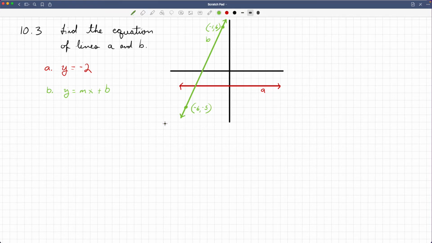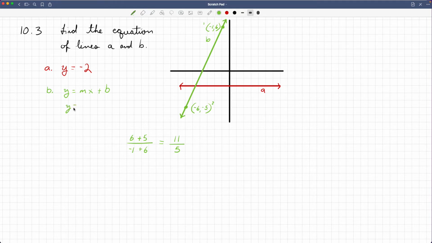Let's just do it mathematically. That'll be the fastest way, I think. So let's say this is point 1 and this is point 2. So y1, that's going to be 6 minus -5, so it's going to be plus 5. And then x1 is -1 minus -6, which is going to be plus 6. So this is going to be 11 over 5. That is our slope.